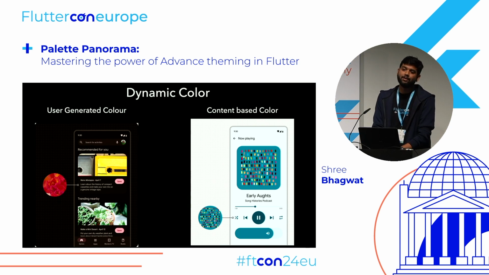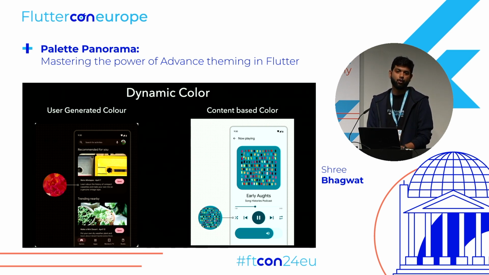Now let's come to the dynamic color. Now in dynamic color, there are two parts. One is user generated color and one is content based color. Now user generated as in, okay, both are dynamic. So we don't have any control over what kind of colors are going to be generated.